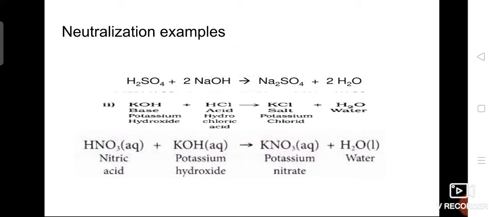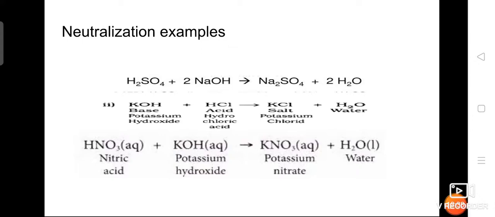Second reaction, KOH. KOH is called potassium hydroxide. In the first reaction we took sodium hydroxide. Now potassium hydroxide reacts with hydrochloric acid, and potassium chloride salt is formed along with water. And third, we are going to use nitric acid, HNO3. When nitric acid reacts with potassium hydroxide, potassium nitrate and water are formed.